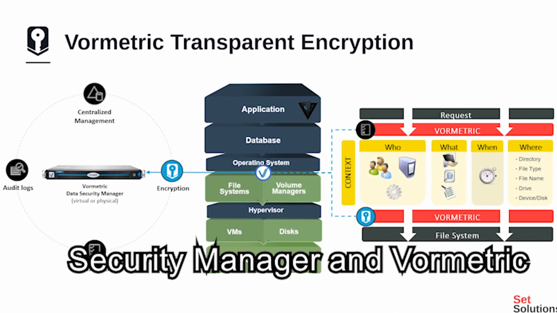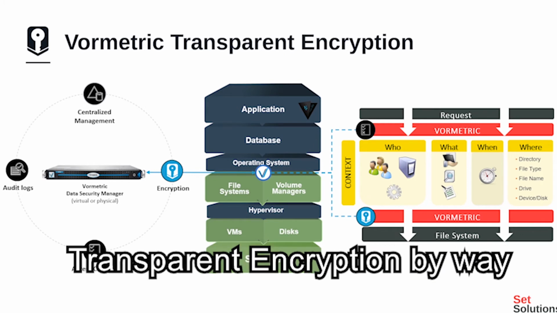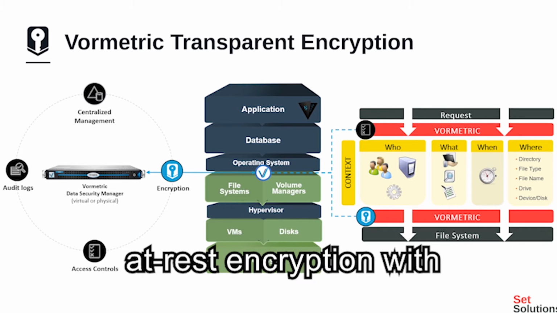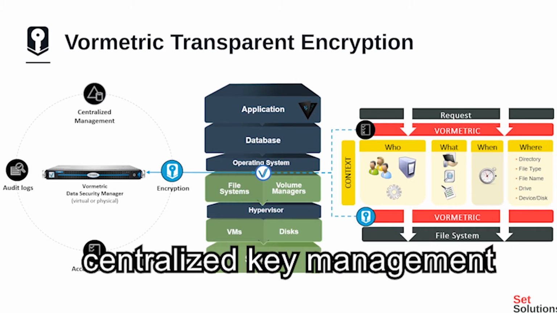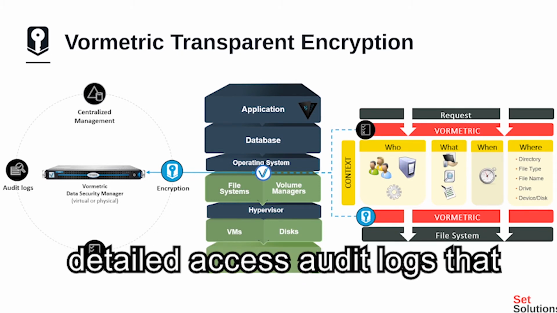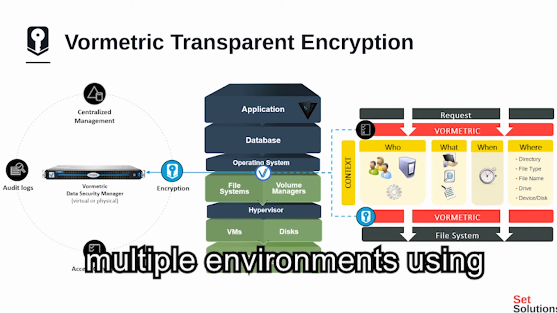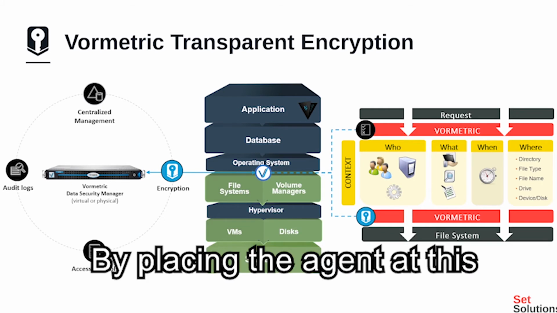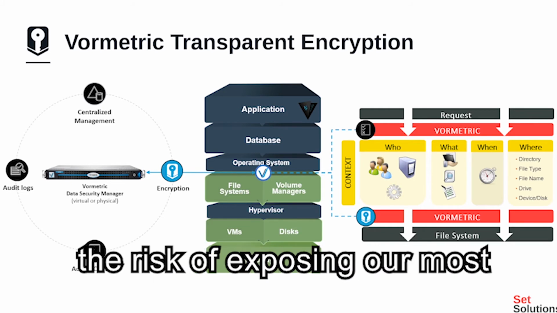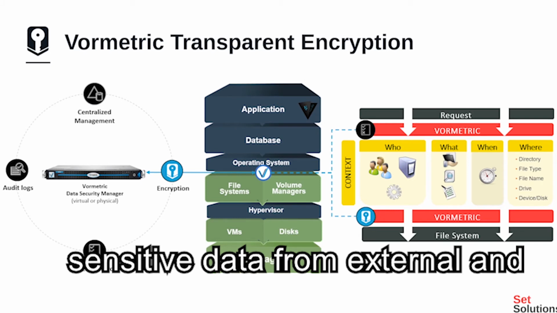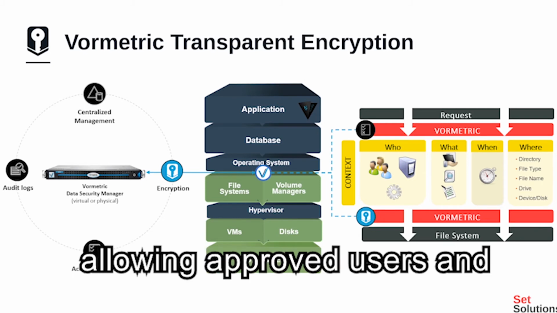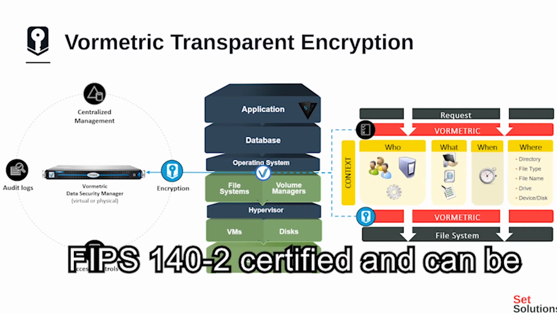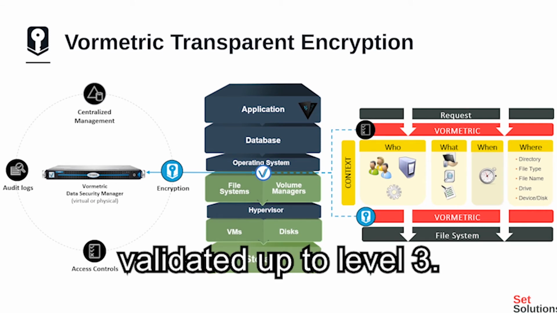Introducing Vormetric Data Security Manager and Vormetric Transparent Encryption by way of Bring Your Own Encryption. Vormetric software and key management delivers data at rest encryption with centralized key management, user access controls, and detailed access audit logs that can be extended across multiple environments using a kernel agent base that sits in between the OS and file system. By placing the agent at this level of the stack, we can reduce the risk of exposing our most sensitive data from external and privileged users while still only allowing approved users and processes to access our data. Vormetric solution is FIPS 140-2 certified and can be validated up to level 3.